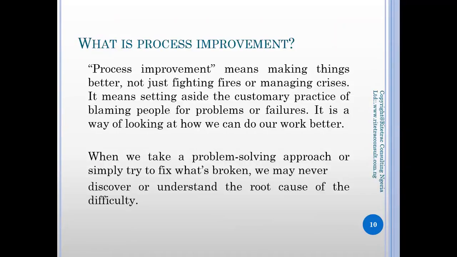What is process improvement? Process improvement means making things better, not just fighting fires or managing crisis. It means setting aside the customary practices, the practice of blaming people for problems or failures. It is a way of looking at how we can do our work better.